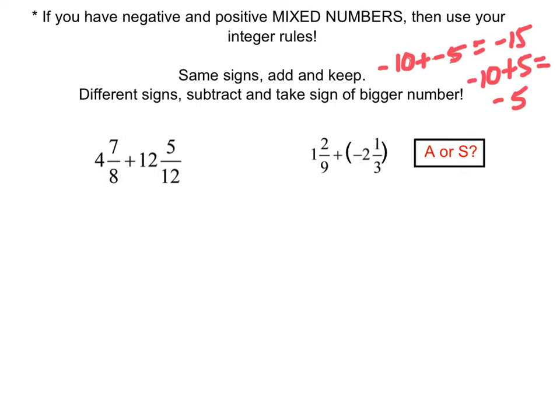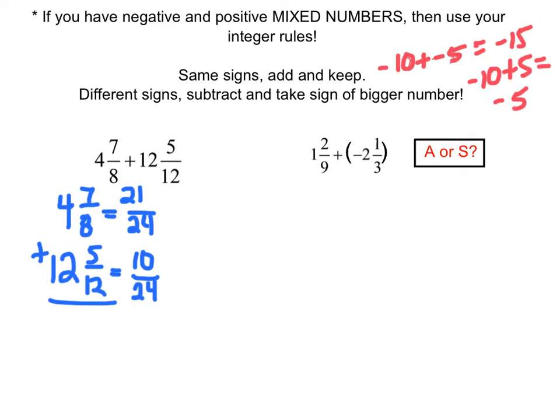If the signs are different, then what you're going to do is take the bigger mixed number minus the smaller, and then whichever mixed number is bigger, that's the sign that your answer gets. Okay, so why don't you go ahead and warm up with problem number 1. This is a review. It's a positive plus a positive, so you're just going to add them and keep it positive using those integer rules. So pause the video, go ahead and add the two mixed numbers together, and then play the video to check your answers.